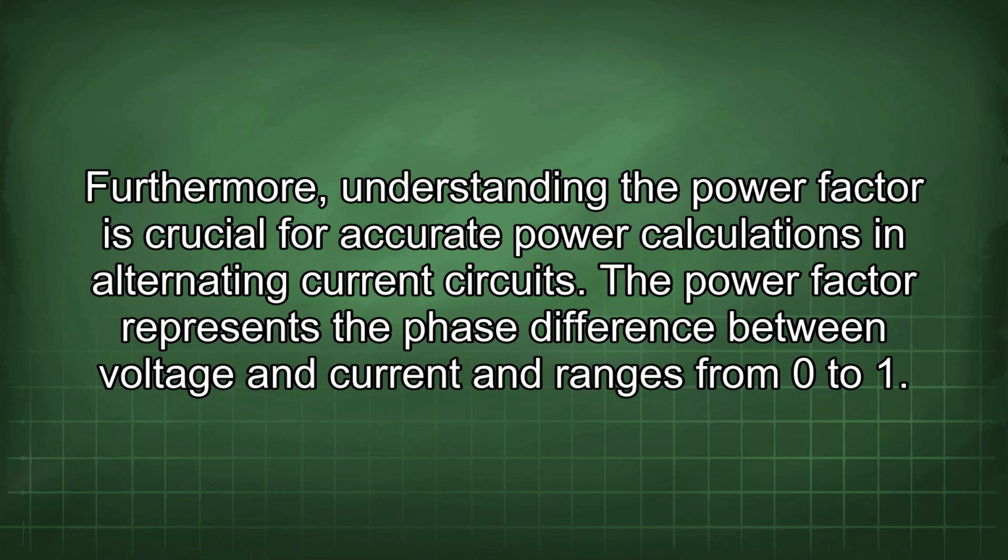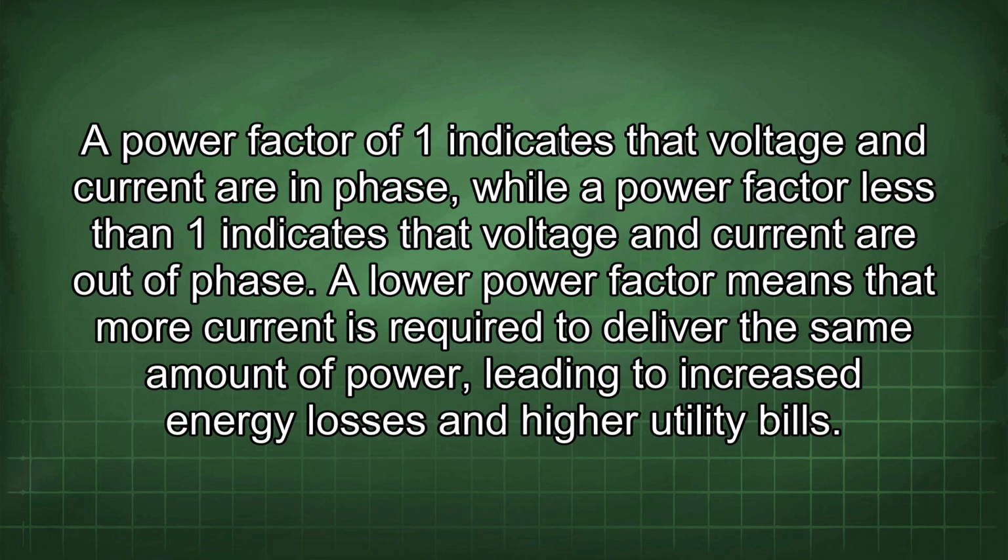The power factor represents the phase difference between voltage and current and ranges from 0 to 1. A power factor of 1 indicates that voltage and current are in phase, while a power factor less than 1 indicates that voltage and current are out of phase. A lower power factor means that more current is required to deliver the same amount of power, leading to increased energy losses and higher utility bills.